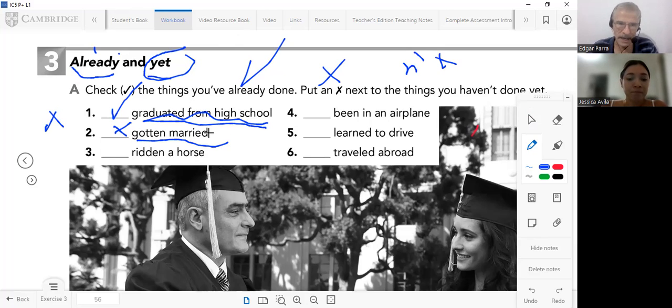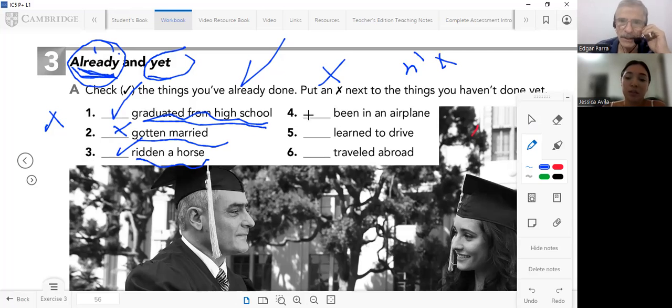But I have to say, I have already gotten married. Okay, what do you say for this? Ridden a horse is a check. Okay, what do you say? I have already ridden a horse.